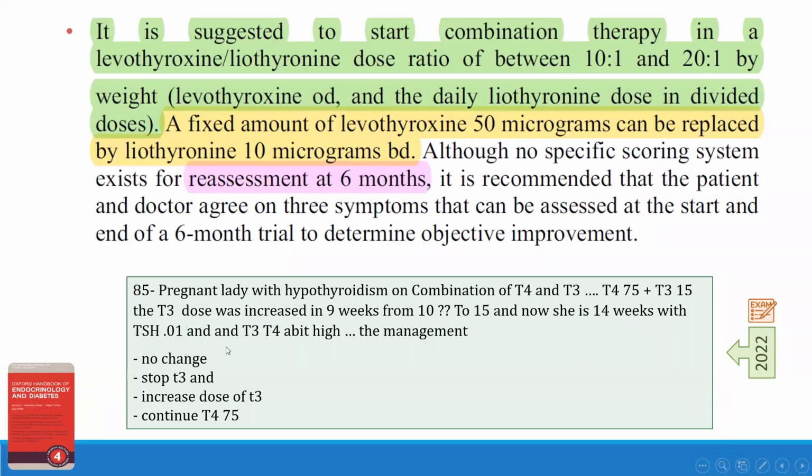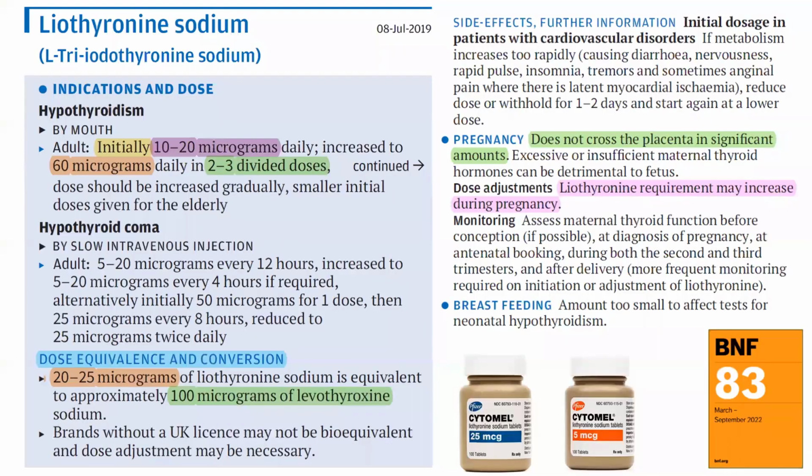How to manage? Options: no change, stop T3, increase the dosage of T3, continue the T4 and T3 combination. Actually, I will choose stop T3. Why stop T3? Because all the recommendations do not recommend liothyronine during pregnancy. But according to the case scenario, if we see the numbers, maybe I would choose a different option.